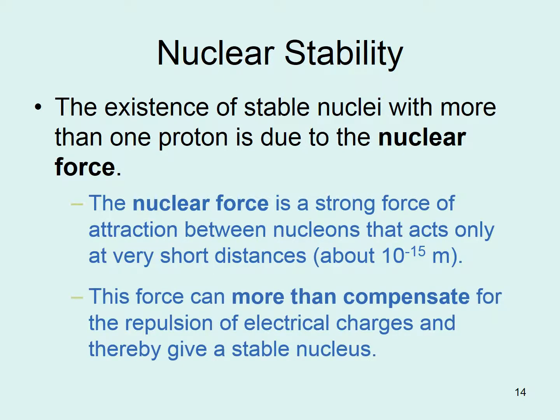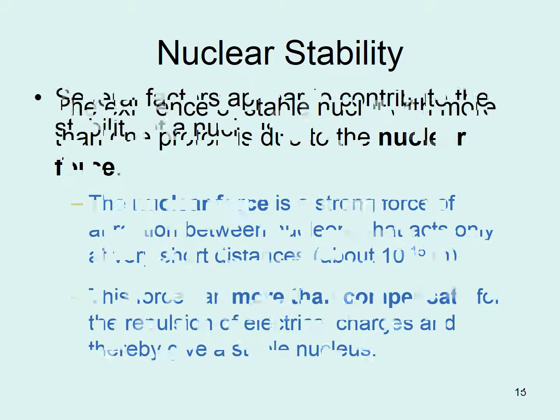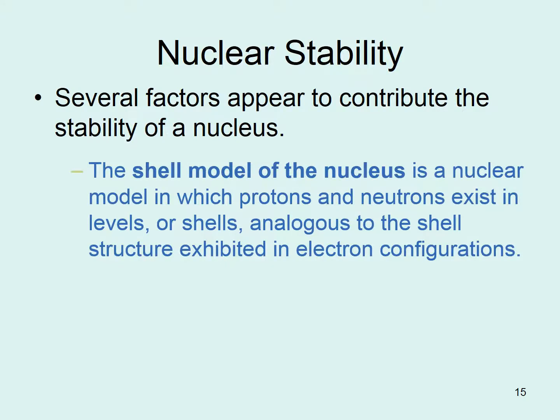So in general, this force can more than compensate for the fact that positive charges are really, really close to each other. So it's this force, which is not really something we can imagine, that lets them be held close together in a stable nucleus. There's actually, and we're not going to get too much into this, they believe there's a shell model of the nucleus similar to electron shells, so that different protons are at different levels in the nucleus.